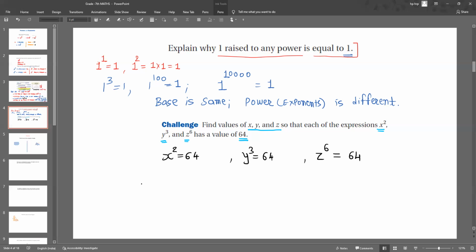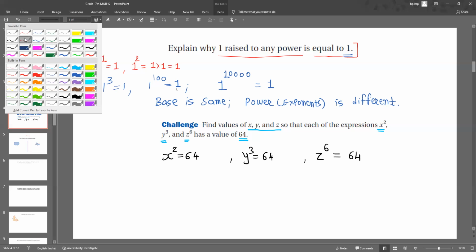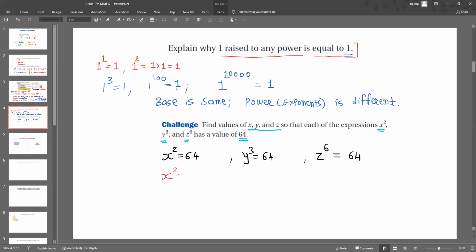X is 8, correct. Y is 4, and Z is 2, correct. So here you can write this equal to x square. Which number squared gives 64? That is 8, so you can write 8 square.